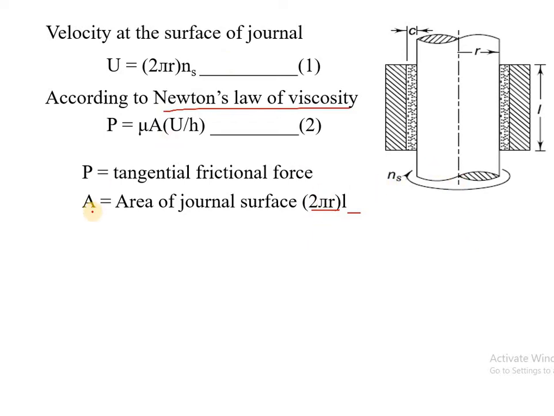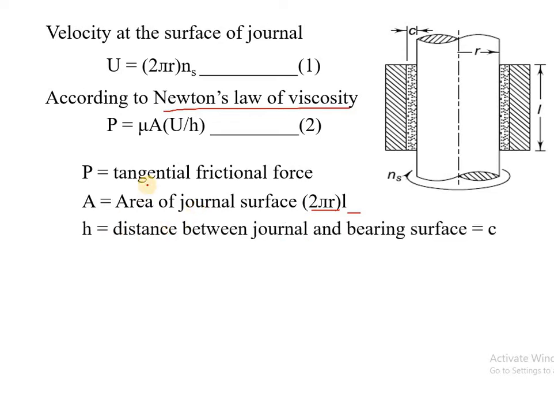So area is given by 2 pi r into L, area of journal surface. Now next, we know that U is nothing but the velocity at the journal surface, and H is given by the distance between the journal and the bearing surface. This is journal surface and this is bearing surface. It is nothing but equal to clearance.